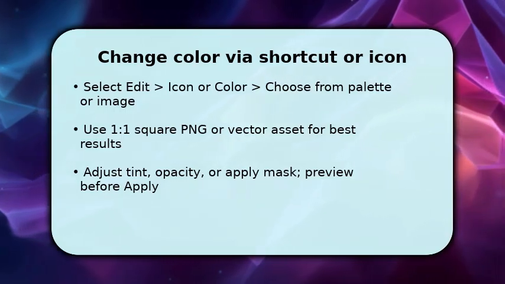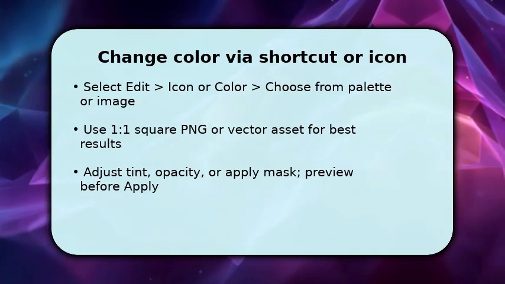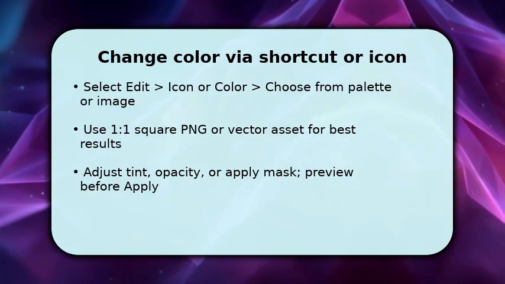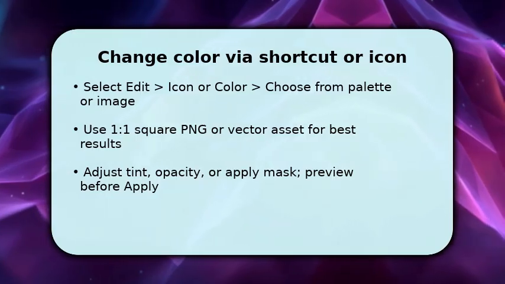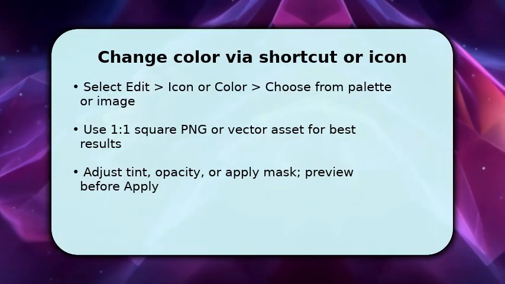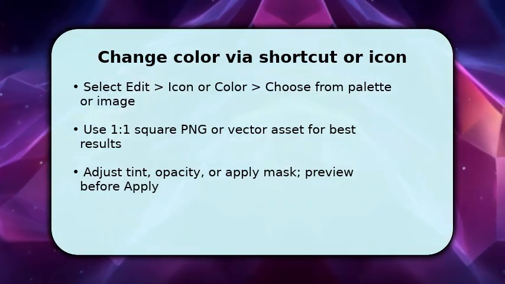Use a 1-to-1 square PNG or a vector for sharpness, resize and center the asset. Adjust tint and opacity settings if available, and apply a mask or shape to match home grid icons. Preview the result, and repeat if colors clash with your wallpaper.